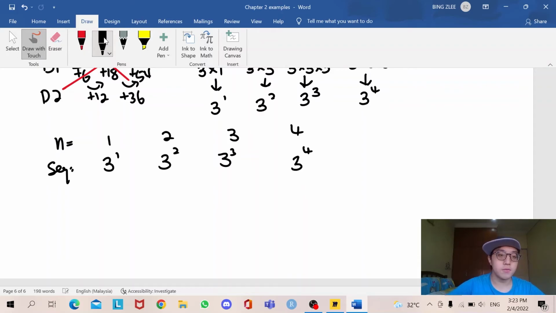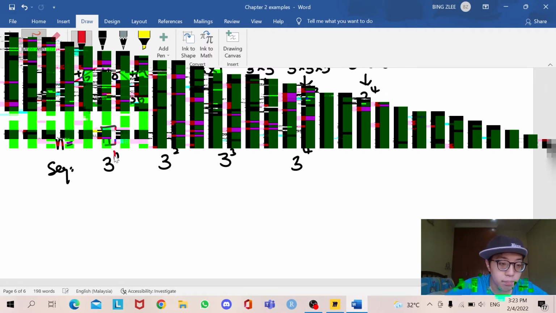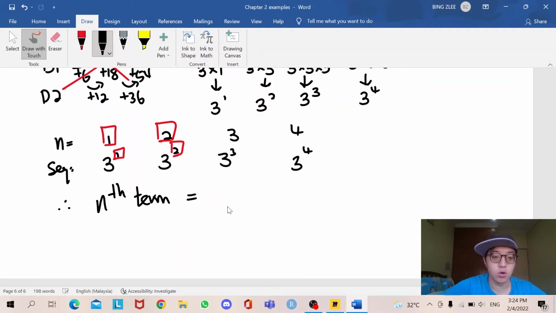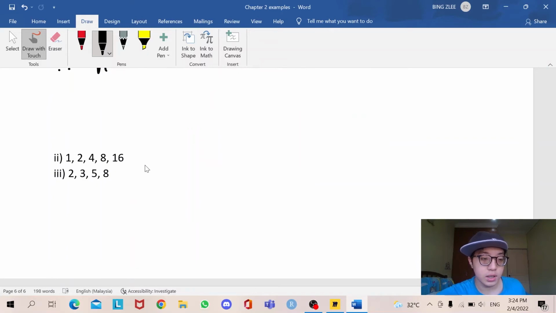So from here, if you compare both of them, you can see that the n here is equal to the power here. If you can see all these, you can further conclude that the nth term for the following sequence is equal to 3 to the power of n. All right, so this is a relatively easy one. So we will go on to the second question here.